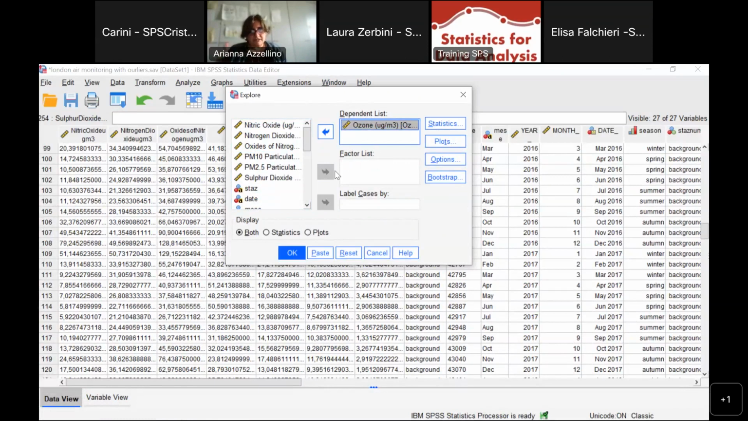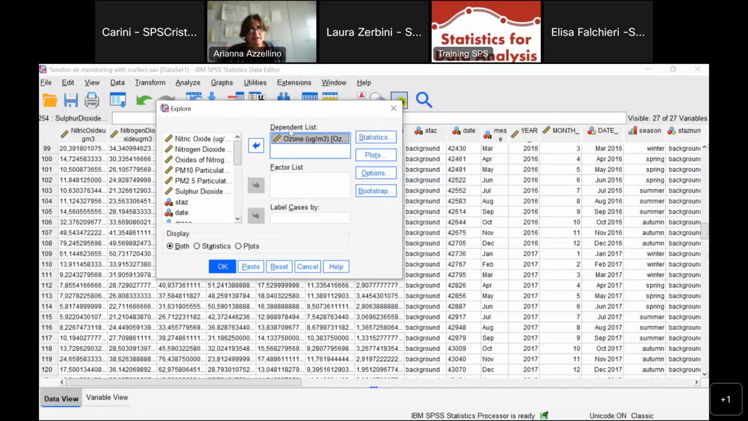This box here that is empty is a box available for grouping variables. And in statistics, the grouping variables, meaning the variables containing the information about how to split the data into different samples, are called factor. Okay, so I will start with the univariate analysis of the ozone parameter.